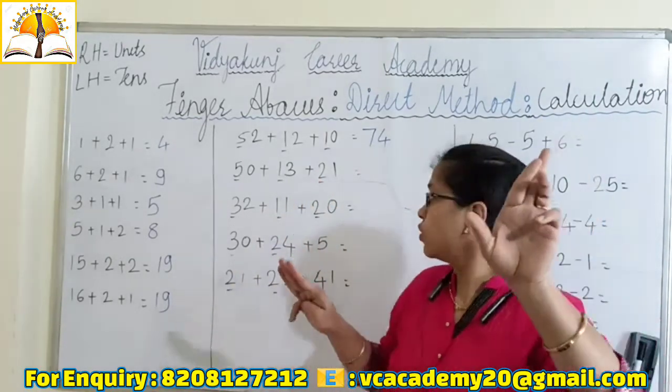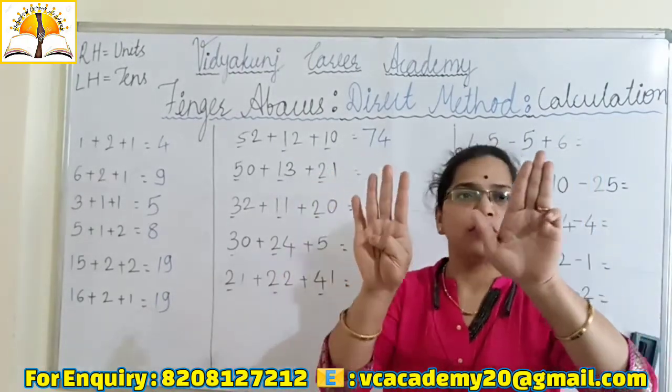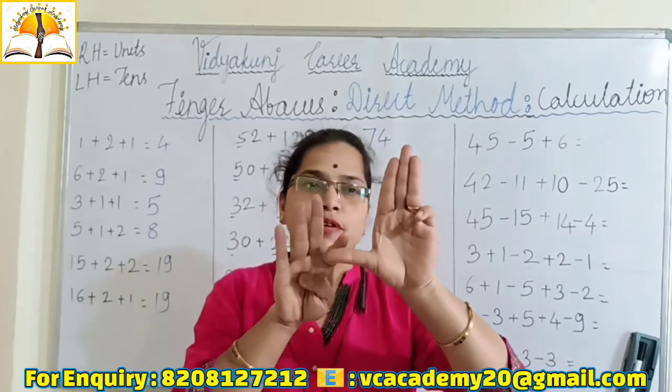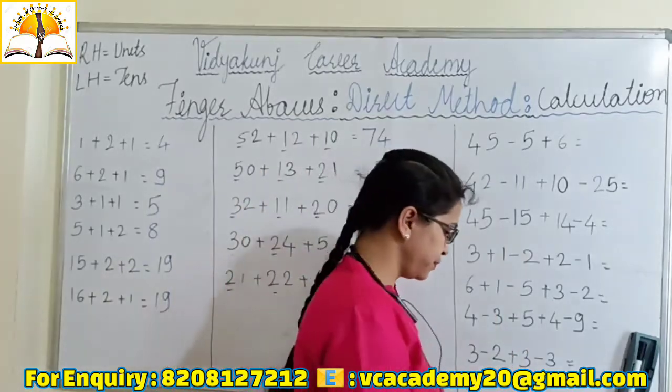Next number, the tens number 2. 1, 2. Okay. Then this one, the ones number 1. What is your answer? See here, 50, 60, 70, 80. 84.